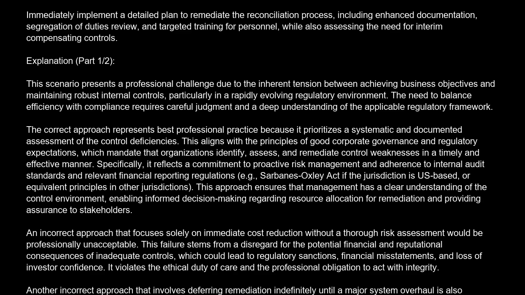An incorrect approach that focuses solely on immediate cost reduction without a thorough risk assessment would be professionally unacceptable. This failure stems from a disregard for the potential financial and reputational consequences of inadequate controls, which could lead to regulatory sanctions, financial misstatements, and loss of investor confidence. It violates the ethical duty of care and the professional obligation to act with integrity.